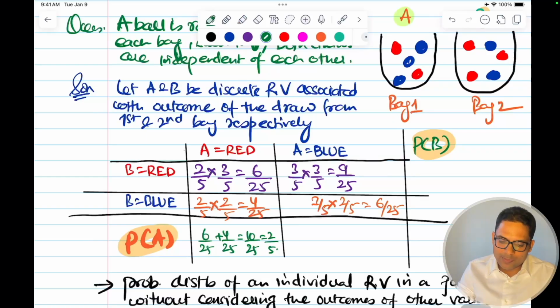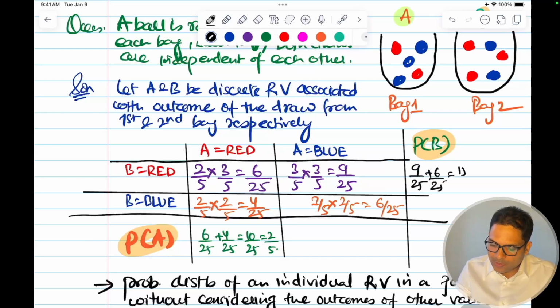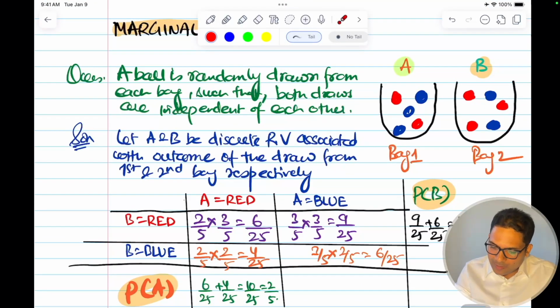So what will be the probability of B here now? Getting a red ball in the second draw, sum it up this way. What will be the value? That will be equal to 9 by 25 plus 6 by 25, which is equal to 15 by 25. So let's check: getting a red ball in the second draw is equal to 3 by 5.